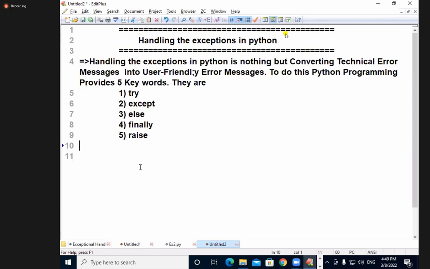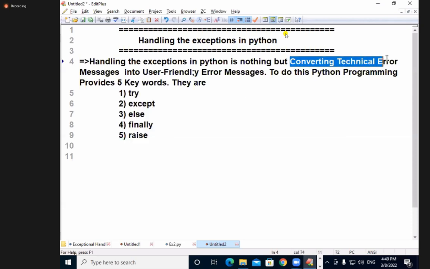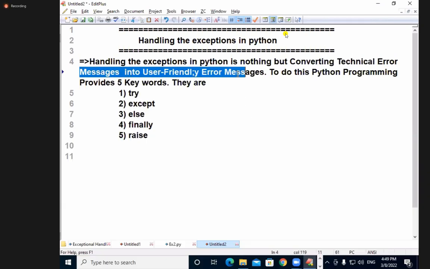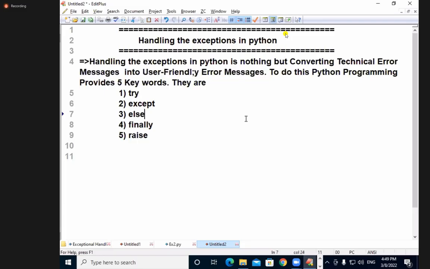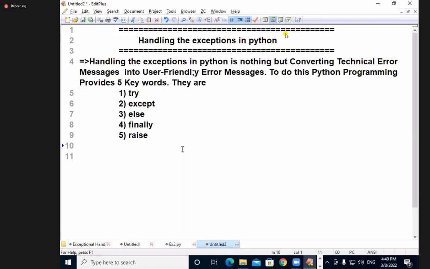Good. Now I am going to introduce how to use these. These are syntaxes, either directly or indirectly converting technical error messages into user-friendly error messages. How are they helping us do that? From now onwards we have to write certain syntax.